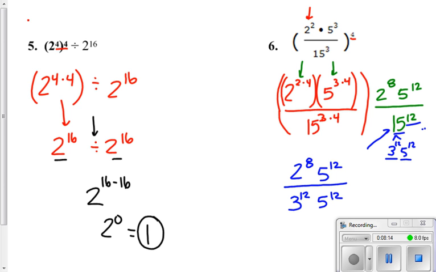looking at this problem, you can reduce this even further. On top, you have 5 to the 12th. Cross that out. On the bottom, we also have 5 to the 12th. We can cross that out. So basically, what we would wind up with is 2 to the 8th power over 3 to the 12th power. So prime factorize where you can to help simplify. This will conclude power to power rule.